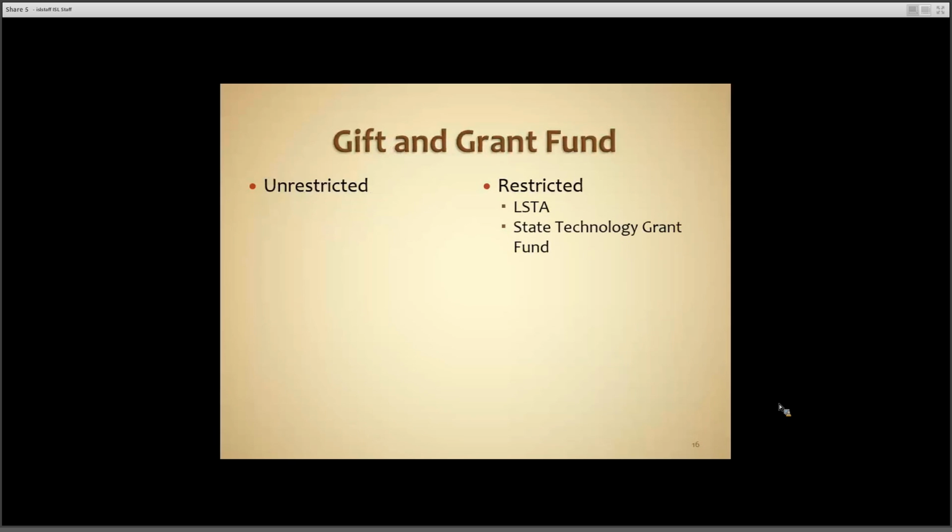A gift fund may be either a restricted or unrestricted fund. A gift fund is money accepted by the library board as a grant, gift, or donation. Restricted means the donor has attached terms, conditions, and purposes. Unrestricted means the donor has not attached terms, conditions, or purposes. These funds are not associated with a tax rate or tax levy.